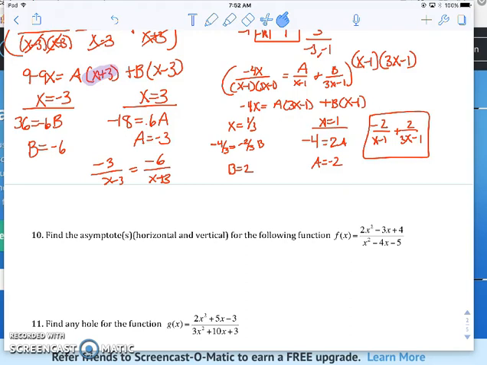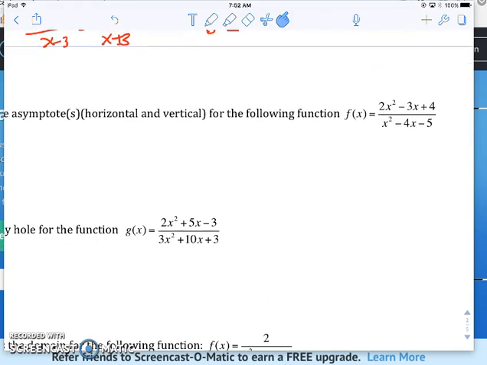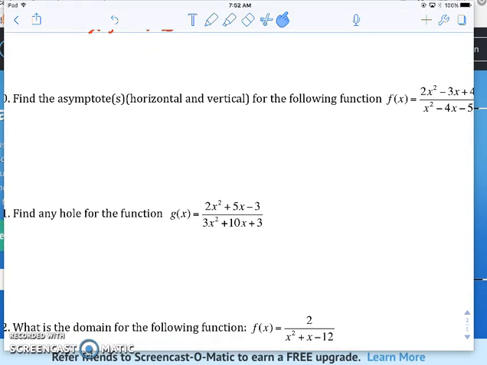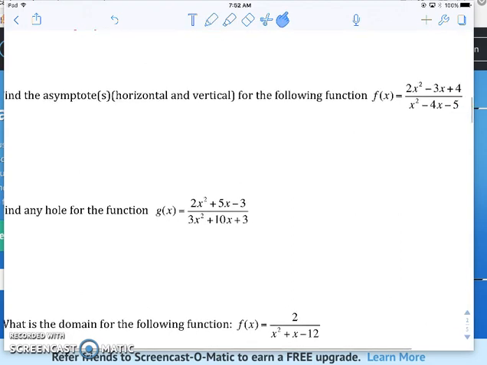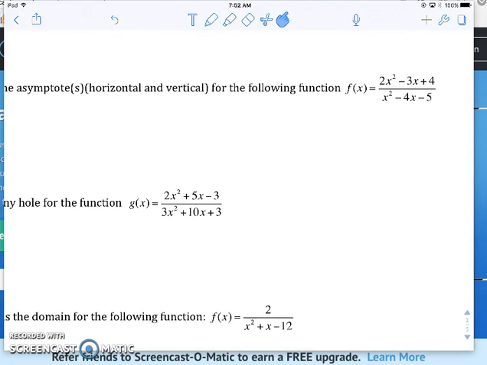So this second page here, we're going to start taking a look at the second part of the chapter, the vertical and horizontal asymptotes. So the first thing we have to do is factor, and we have to factor the numerator and the denominator. So let's see.